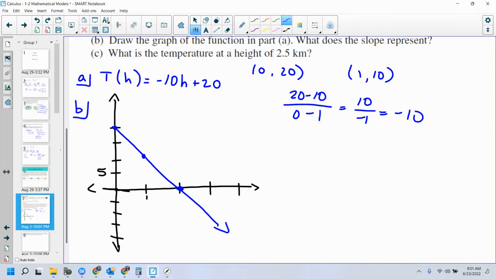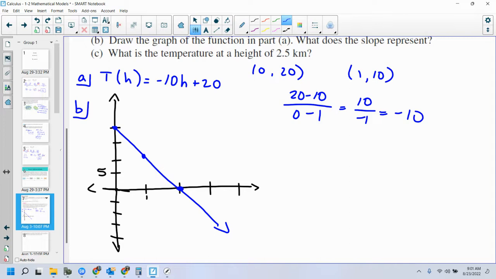Well, it describes the rate of change, right? Change of what? Temperature as I increase height, right? It's change in temperature as I increase height. The temperature is decreasing as my height is increasing. It's the rate of change.